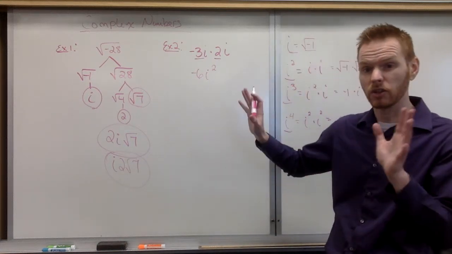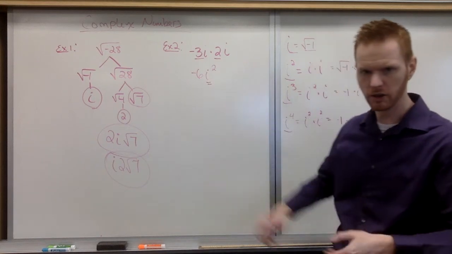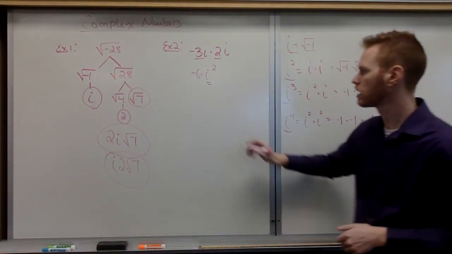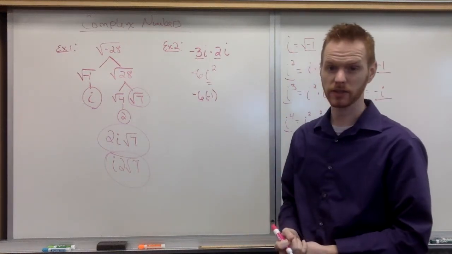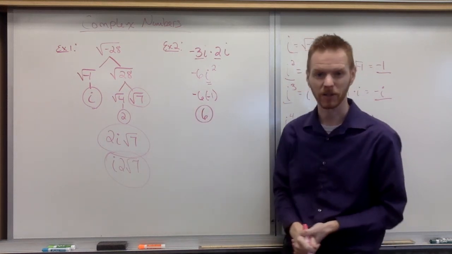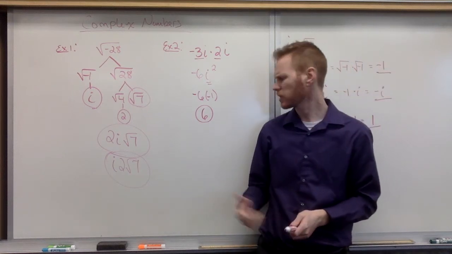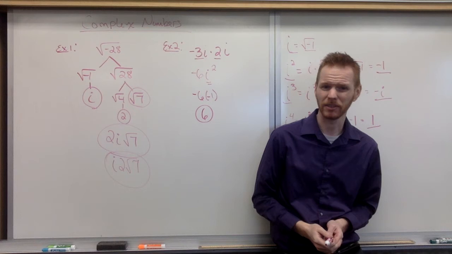You're not done yet. You always want to see if you could simplify a little bit further, and I can. I know what i squared is, right? We said that i squared is negative 1. I'm going to go ahead and substitute that into here. Okay, so negative 6 times negative 1 gives me a positive 6. All right? So we started out with multiplying 2 imaginary numbers, and we got a real number. That's pretty darn incredible, isn't it?